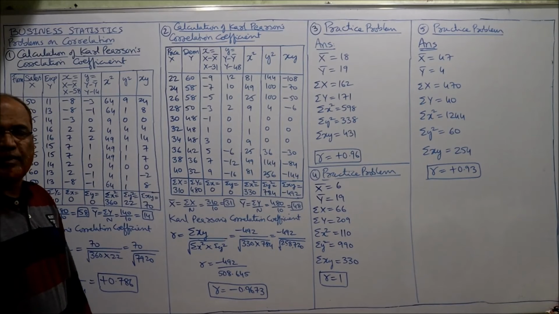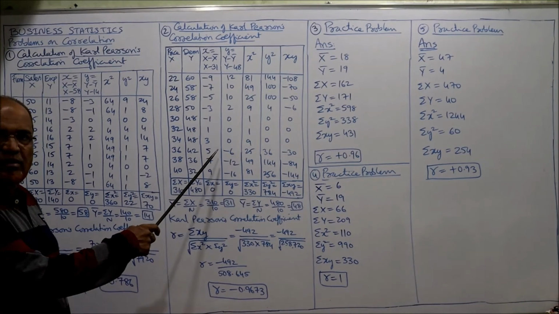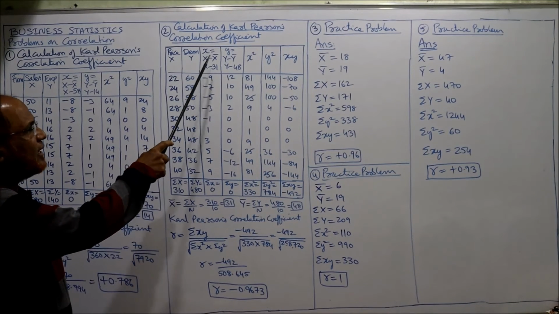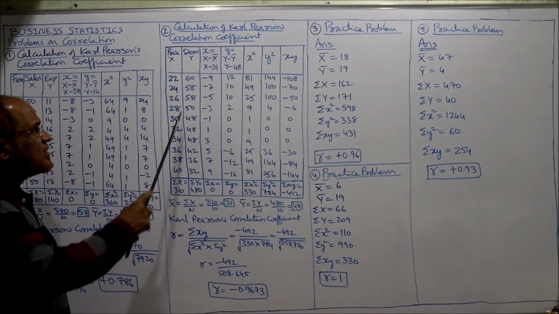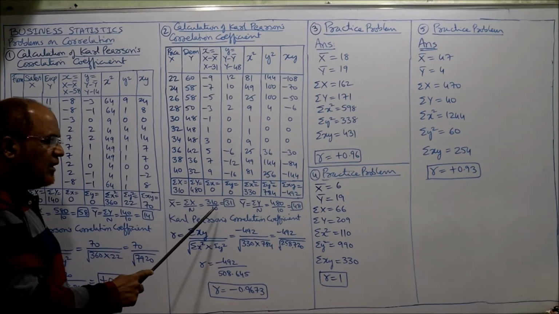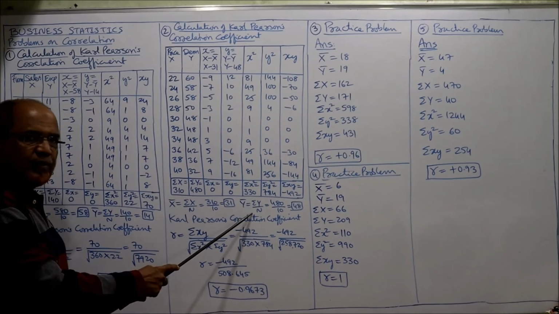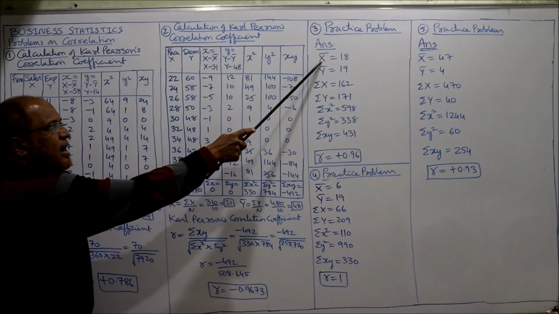Now we have to find Karl Pearson's coefficient. So same procedure what we have done. We will take X and Y. Don't draw all these columns first. Simply take the total of X, total of Y. Find out the mean, X bar and Y bar. Then you will get X bar is equal to 18.